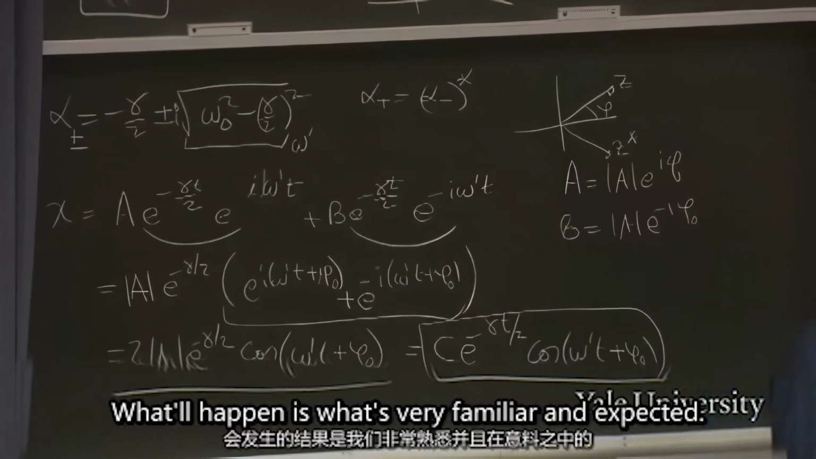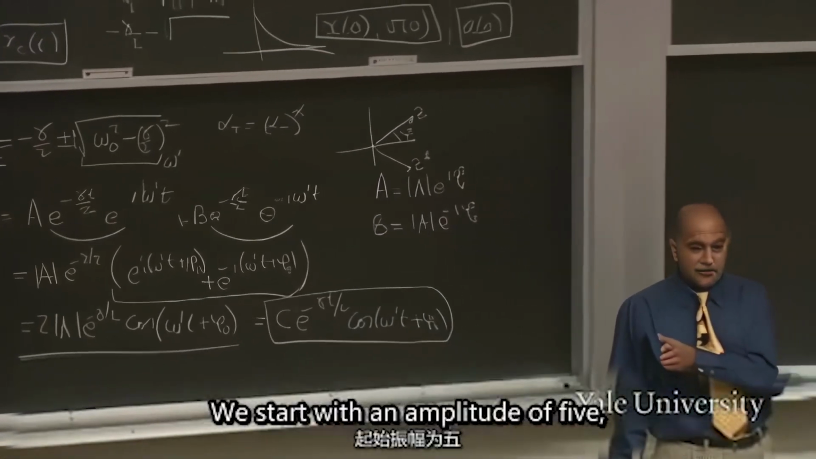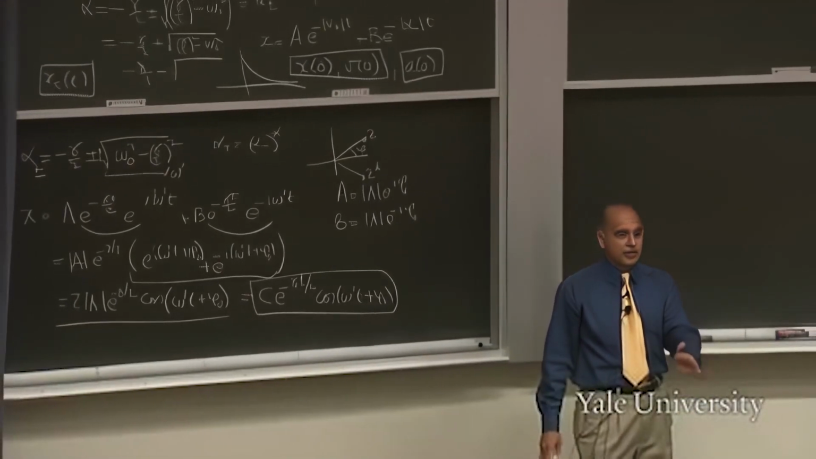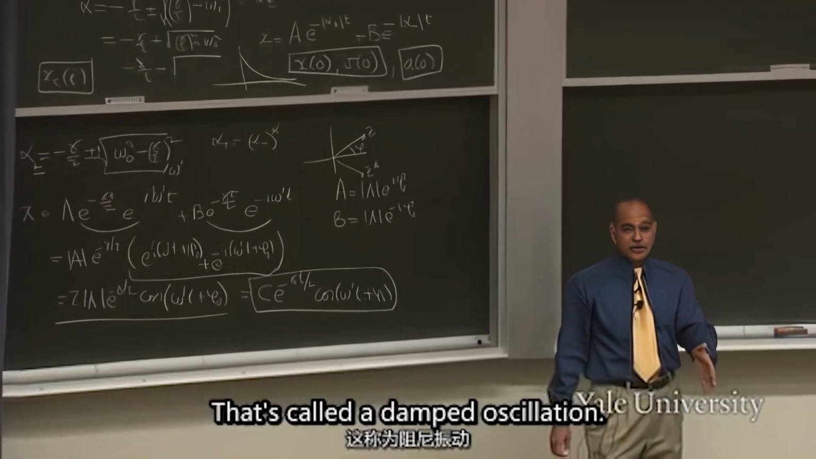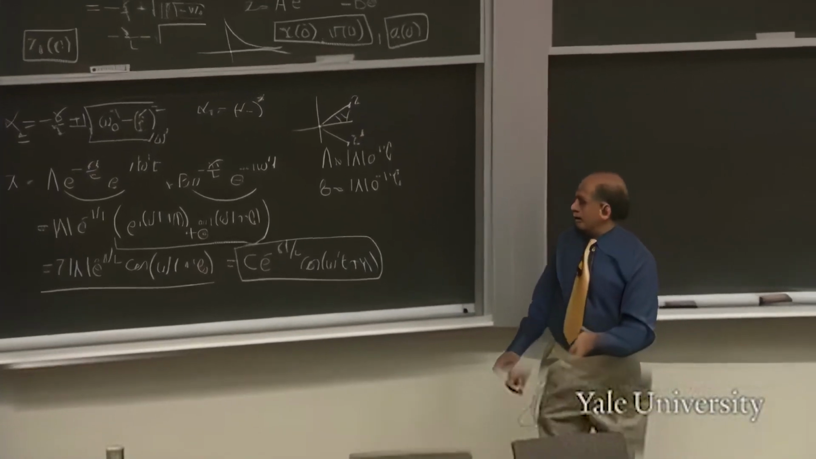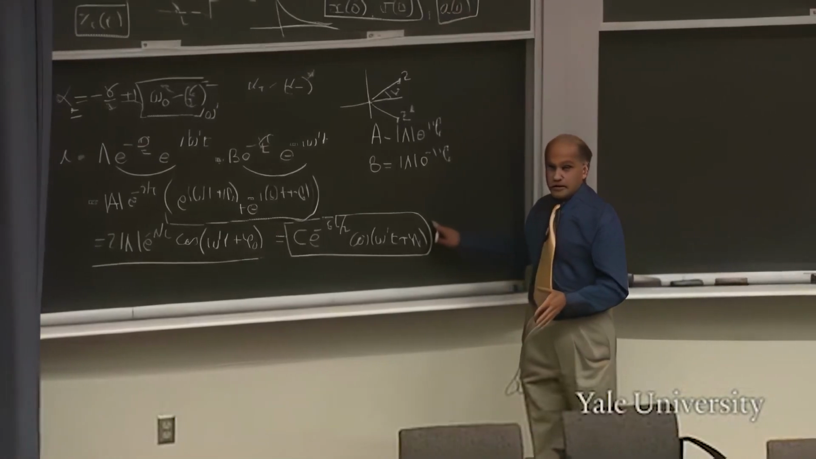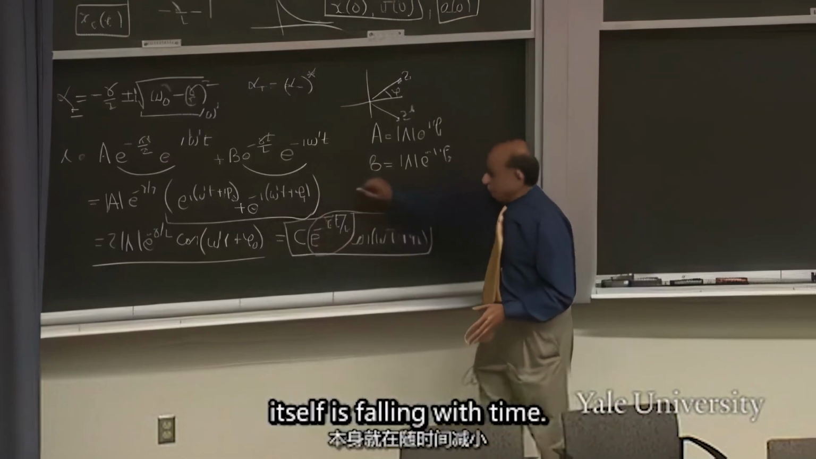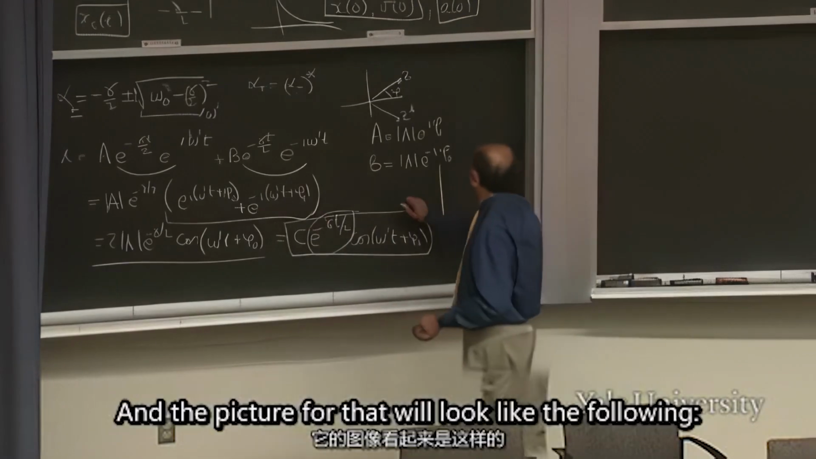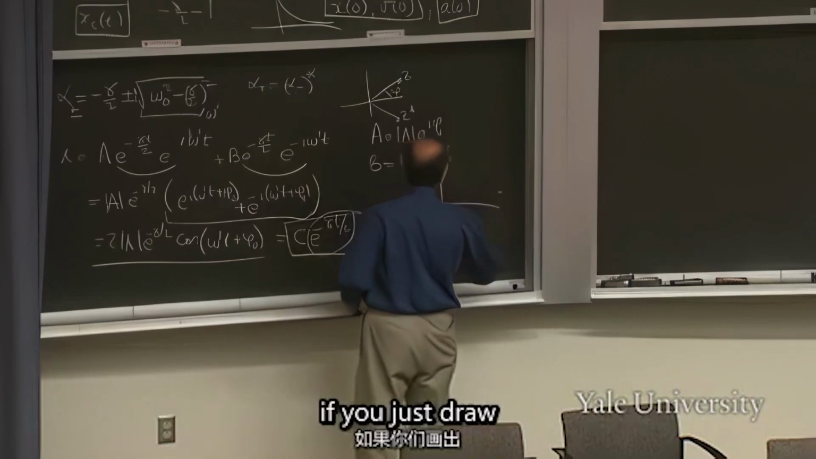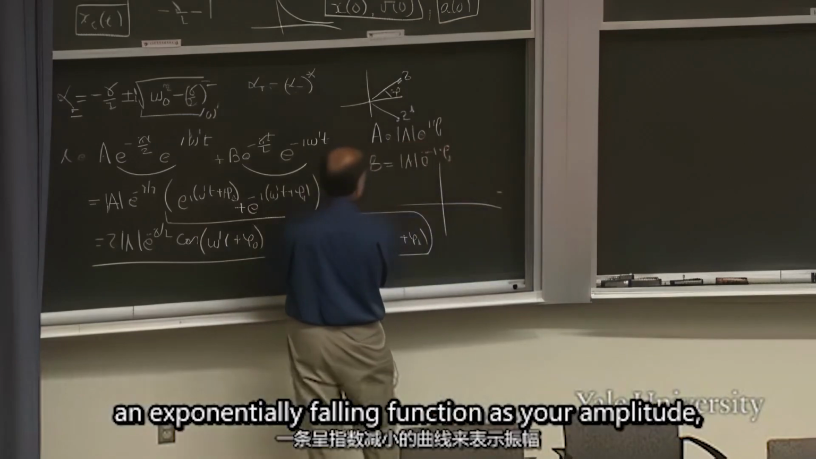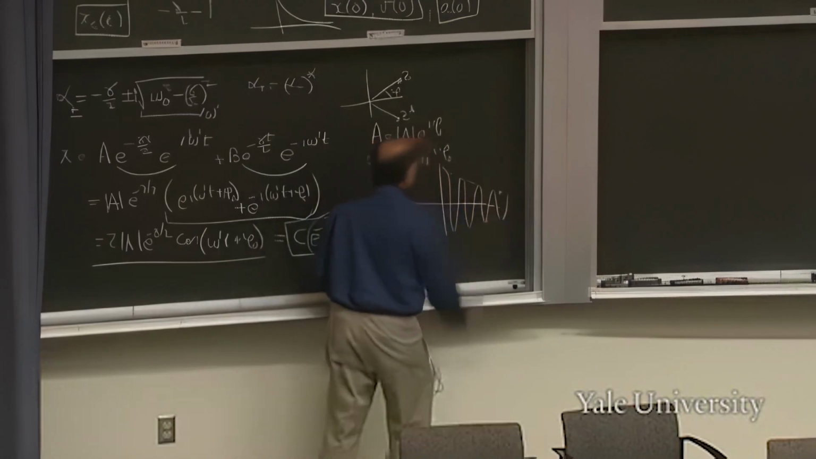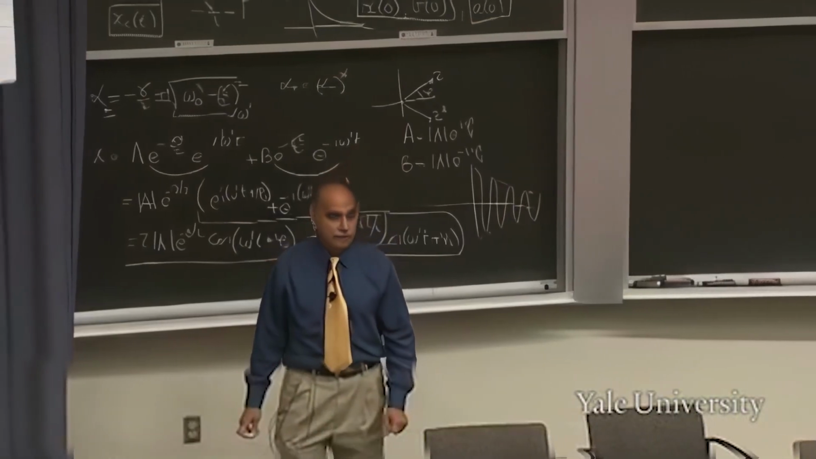What will happen is what's very familiar and expected. You'll start out with an amplitude of 5, go to 4, go to 3, go to 2, it'll rock back and forth, and slowly it may wiggle around, but you won't be able to see it. That's called a damped oscillation. That's really what's described by this solution. Here, it looks like a cosine of something, but the number in front of it itself is falling with time. And the picture for that will look like the following. If you just draw an exponentially falling function as your amplitude, and you multiply that by an oscillating cosine, it will do this. This is a damped oscillation.